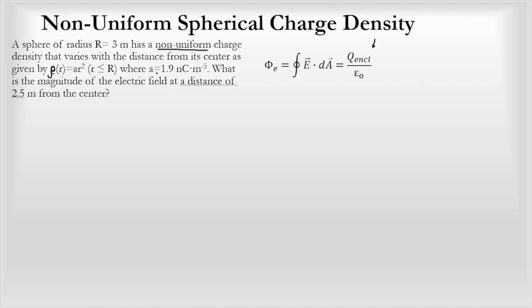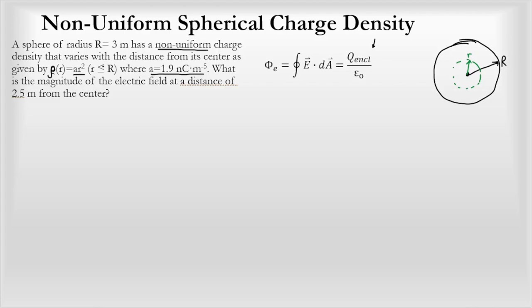The density is AR squared, where A is some constant value and r is less than big R. If I think about a sphere, we've done step 1: what's the correct symmetry here? It's spherical symmetry. So here's radius big R, and for little radius r, some point inside, the density at that radius is given by this function, some constant times r squared.